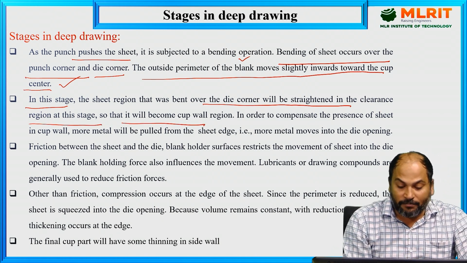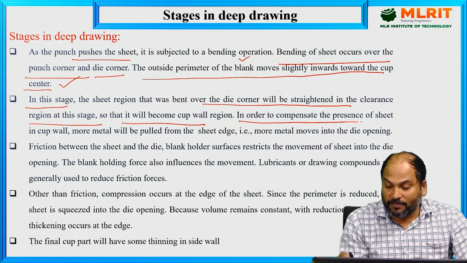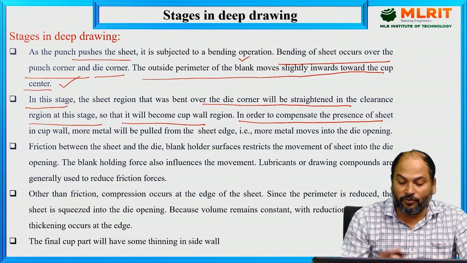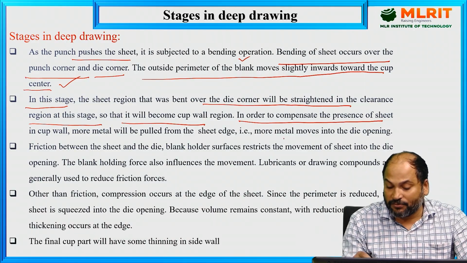So it will become the cup wall region. In order to compensate for the presence of sheet in the cup wall, more metal will be pulled from the sheet edge. That is, more metal moves into the die opening.